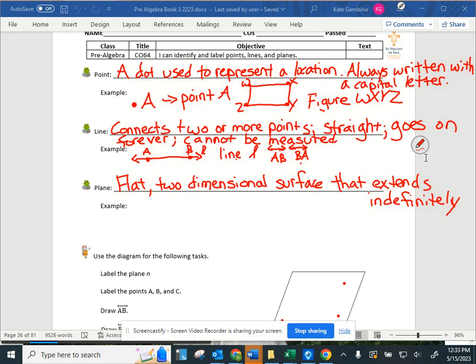If it's two-dimensional, what does that mean? It's flat, it's not like a cube. It's just like a circle. What would we call a cube?